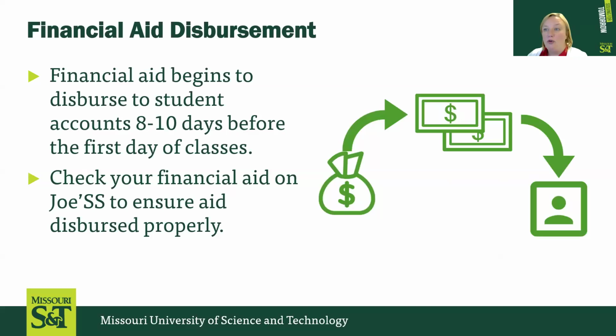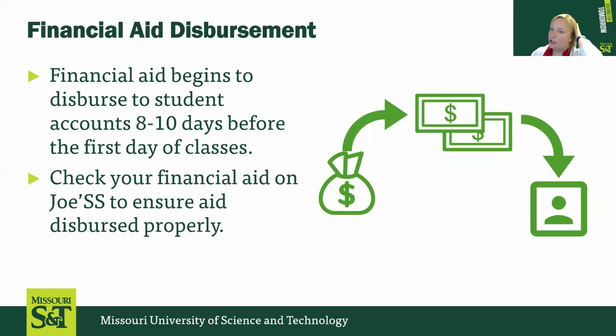Now, the aid that you have out there is anticipated. So it is what we anticipate we are going to be able to disperse to help cover the bill. It does not actually disperse to the student's account until 10 days prior to the start of classes. In the spring, it's 8 days because we start on a Tuesday. But generally, it is 10 days before classes start.